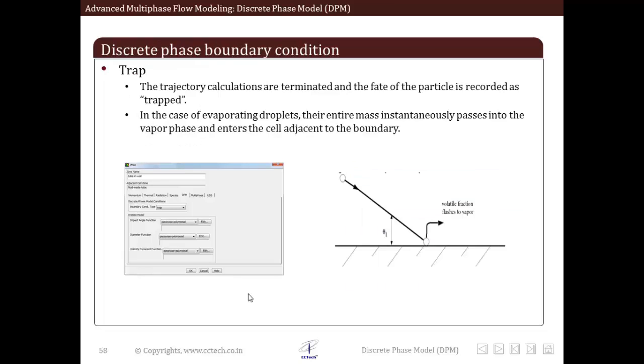Next we have the trap boundary condition for particles. In this, the trajectory calculations are terminated and the fate of the particle is recorded as trapped. In case of evaporating droplets, their entire mass instantaneously passes into the vapor phase and enters the cell adjacent to the boundary. The panel of the trap boundary condition is shown here. This is the pictorial representation of how the trap boundary condition works.